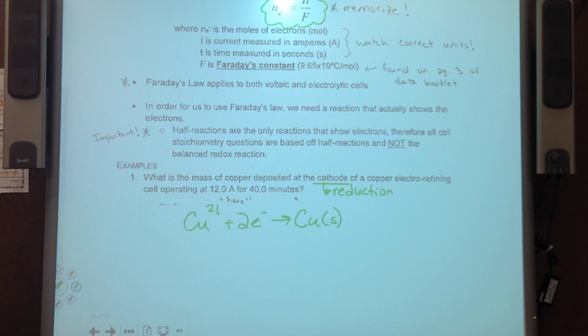Okay? So those are things you have to understand. Loss of electrons is oxidation, gain of electrons is reduction. Cathode is reduction, anode is oxidation. Those pieces are what you need to be able to extract and decode out of a question.